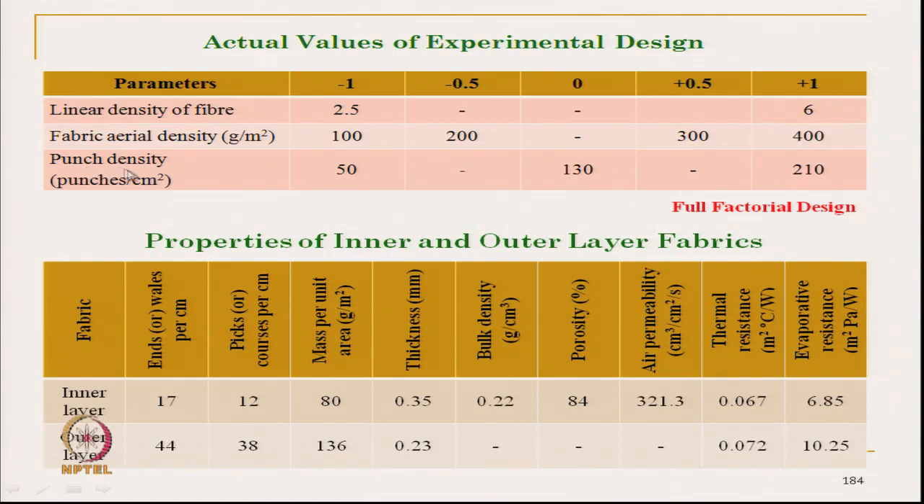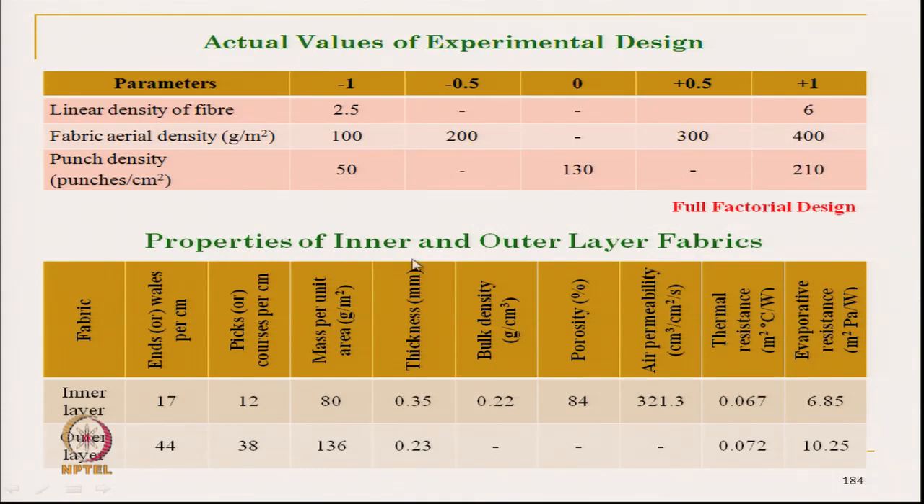The fabric areal density in gram per square meter, 100, 200, 300 and 400 are used, and for needle punch density, we have used the punch densities 50, 130 and 210. So, full factorial design is used.